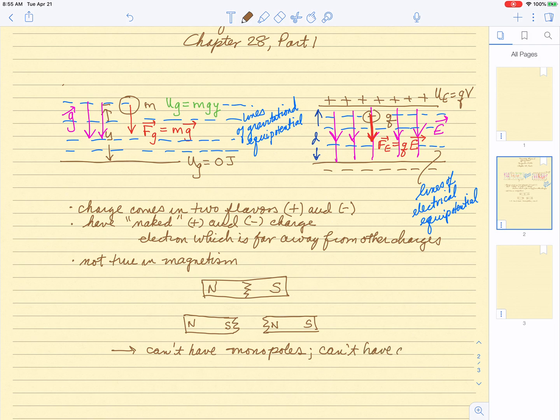Can't have an isolated north or south pole. Now that's another quirk about this material: we talked about positive and negative charge, but we retain an antiquated way of describing magnets in terms of north and south poles. Okay, and we're just going to retain that.